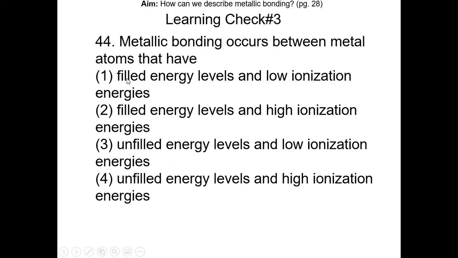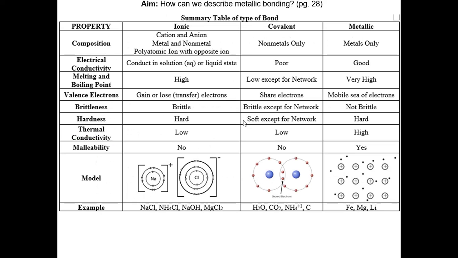Learning check number 3. Metallic bonding occurs between metal atoms that have what? Pause the video and resume once you complete it. So metals have unfilled energy levels and low ionization energy. So choice 3. So this is a summary table of the ionic, covalent, and metallic bonding. Use this to study for the exam. The table shows the properties of each type of bond, as well as a model and some examples.